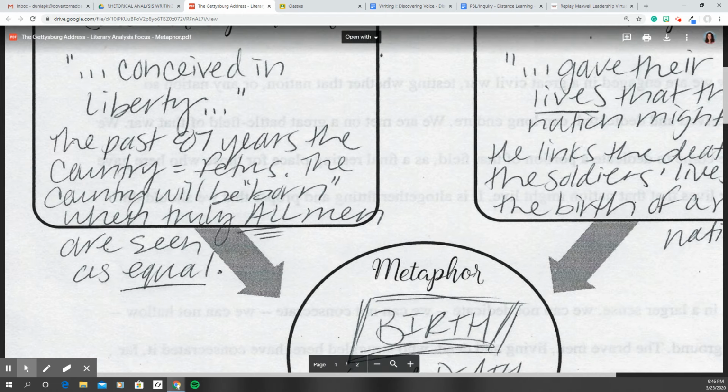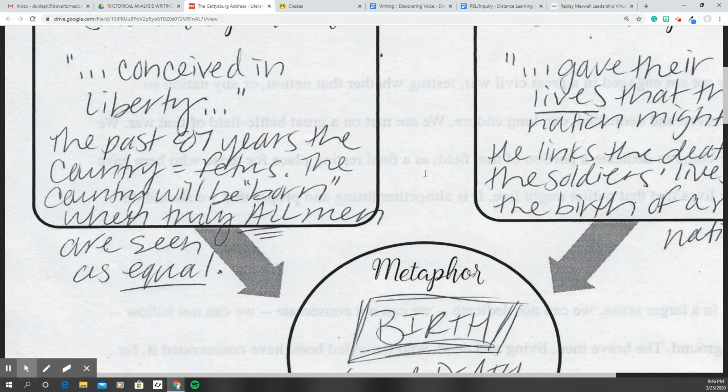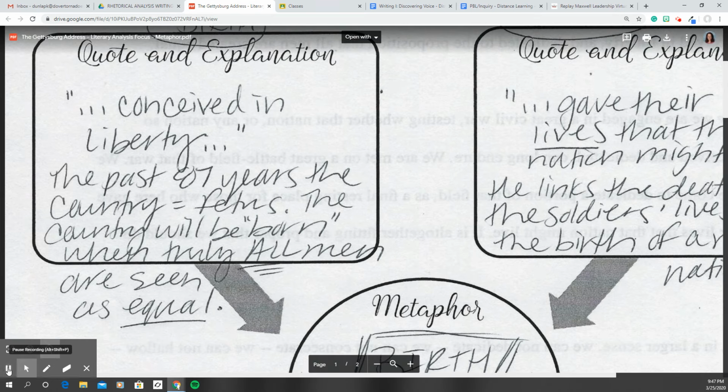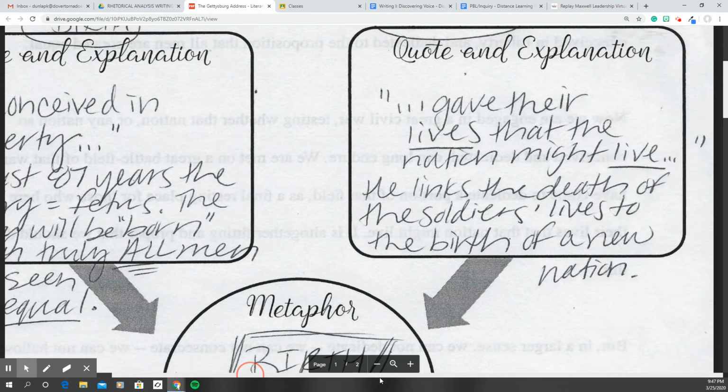As I'm talking, I'd like you to write down my notes, my answer here. What he's saying is the country will be born when truly all men are seen as equal. And that's not true right now. During this time period, African Americans were slaves, and not all men or women were treated equally. So he's saying until that happens, then we'll be born again, or that idea of rebirth. I'm going to give you a second to copy that down. Hopefully you paused the video while doing that. Let's go over to our next example.